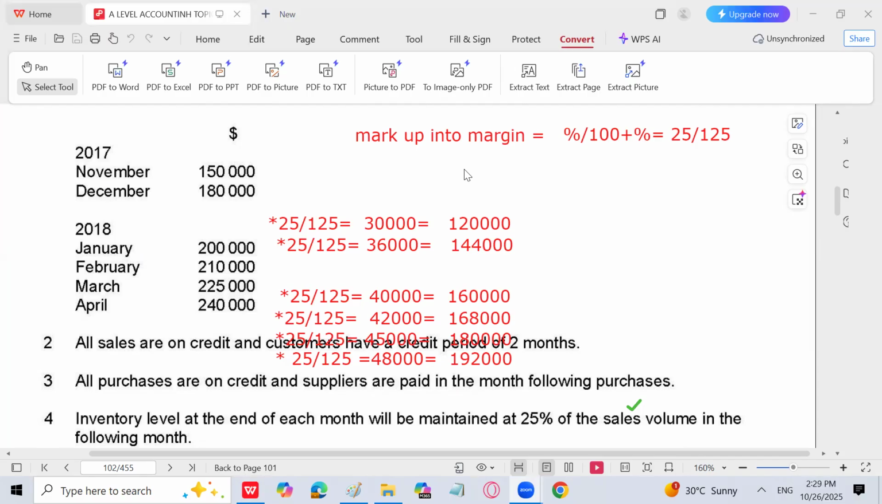Sales volume means units sold. We don't have units sold. We have sales value, which can never be used in calculating purchases. We need to find cost of sales, right? That is the cost of sales of the sales volume, of the sales units volume. And now that cost of sales, next month cost of sales, the 25% of the next month cost of sales is the closing inventory for the current month. And then we can find purchases by going reverse.